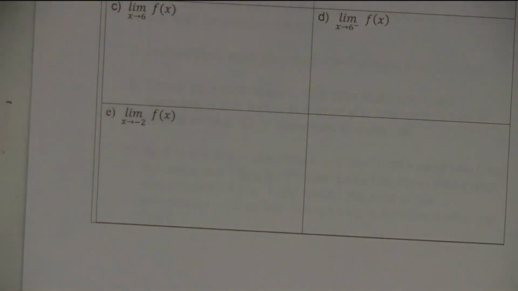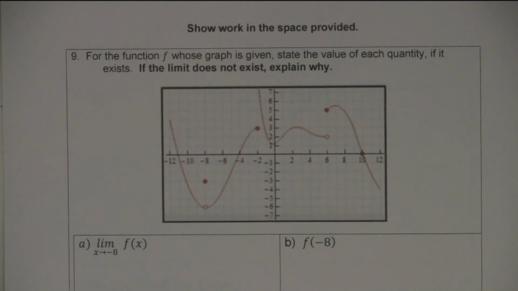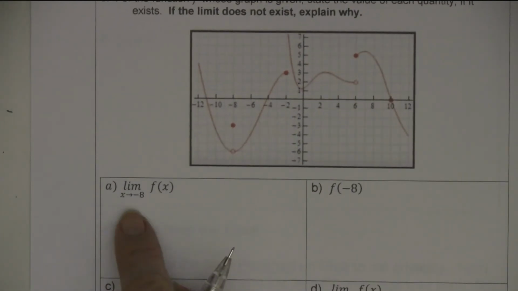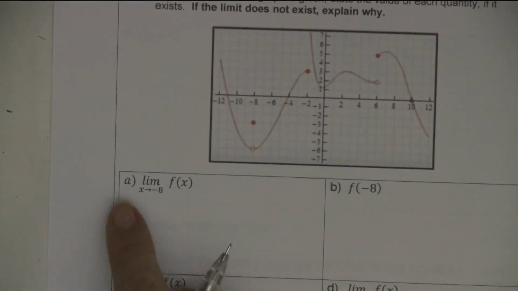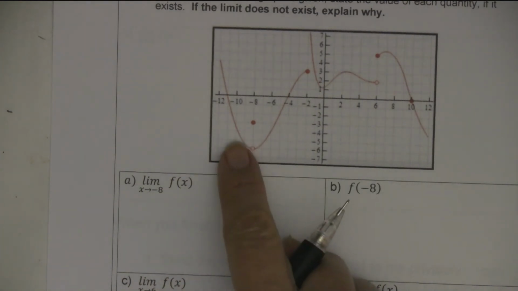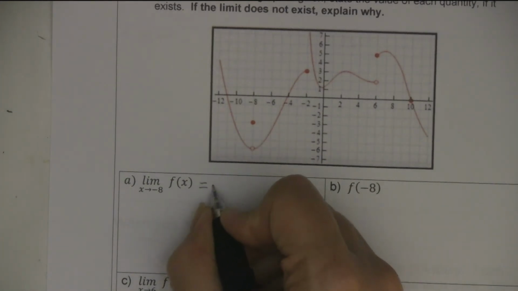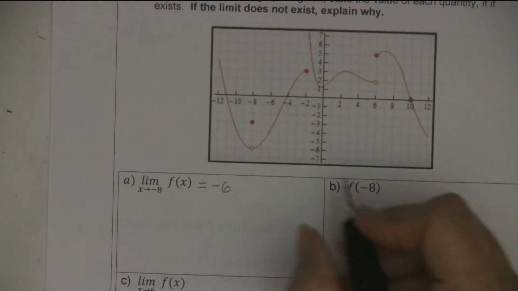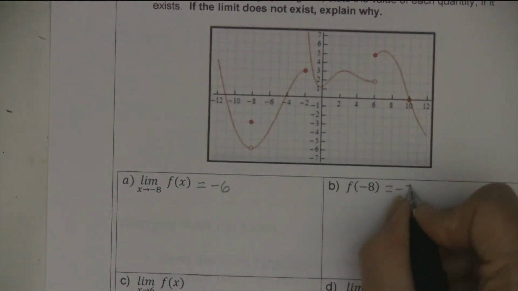And yeah, it is. So here is number 9 for the function whose graph is given. It says if the limit does not exist, explain why. So as I'm going to -8, the limit doesn't exist, because if I look on the left, I'm getting -6, and if I look on the right, I'm getting -6. So this is -6, and it said I'm okay to just say that. And then f at -8, well, that's exactly at -8, and that's -3.